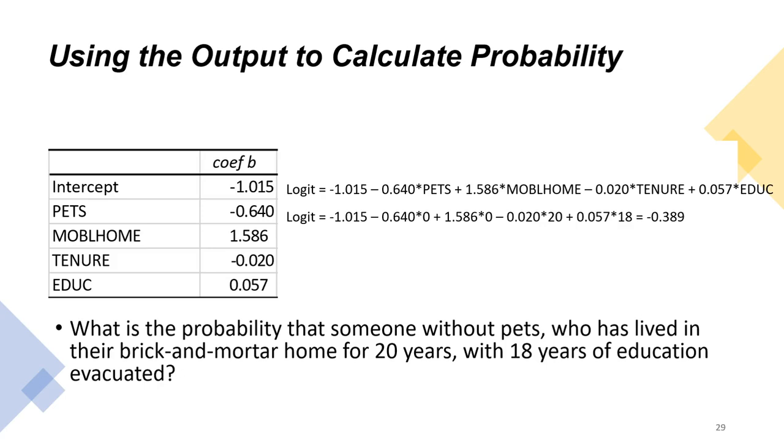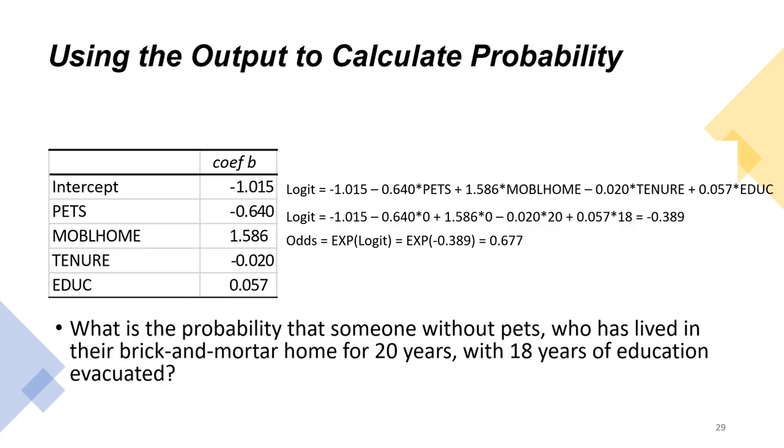So when we substitute our values into the logit equation, we're going to get negative 1.015 minus 0.640 times 0 plus 1.586 times 0 minus 0.20 times 20 plus 0.057 times 18 to get a value of negative 0.389. So now what we need to do is take that value and calculate the odds of evacuating. Remember, your odds are the exponent of your logit. So if we take the exponent of negative 0.389, we get a value of 0.677.